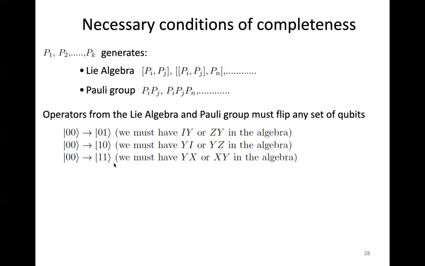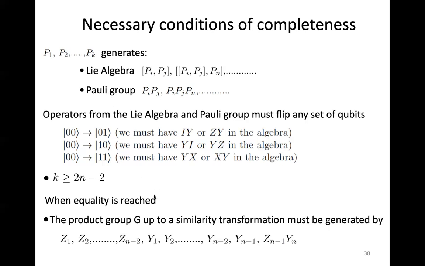And already from this condition, we can show that the minimal number of Pauli strings that we will need is at least 2n minus 2. If it's smaller than that, we will never have enough operators here, and then we will never be able to transform any state phi to any state psi. But we also show that if equality is reached and our pool is a minimal complete pool, then we even know what the product group is that we are generating. We know that this group is generated by these generators that I show here. Then we also show that at this point, when k is equal to 2n minus 2, these two conditions are actually equivalent.